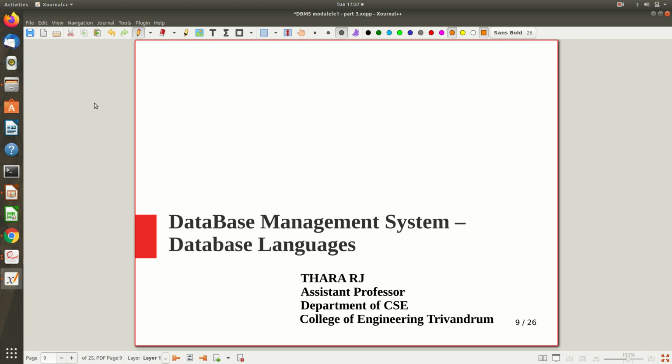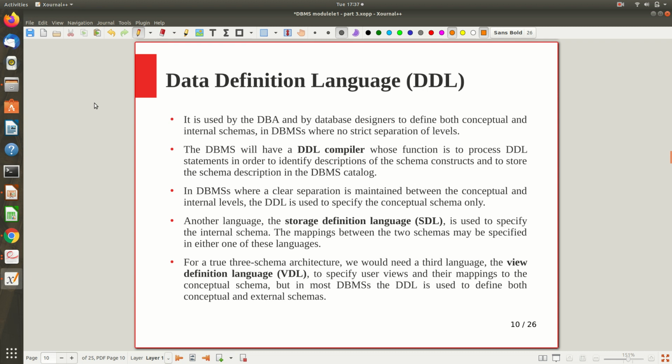Hi all, welcome to a new video lecture on a subtopic of module 1 of the database management system course, that is database languages. We can think about different languages theoretically, but practically we have something called the SQL language, which satisfies everything. It is a superset of all of these. Anyway, we will see it in a theoretical way first.